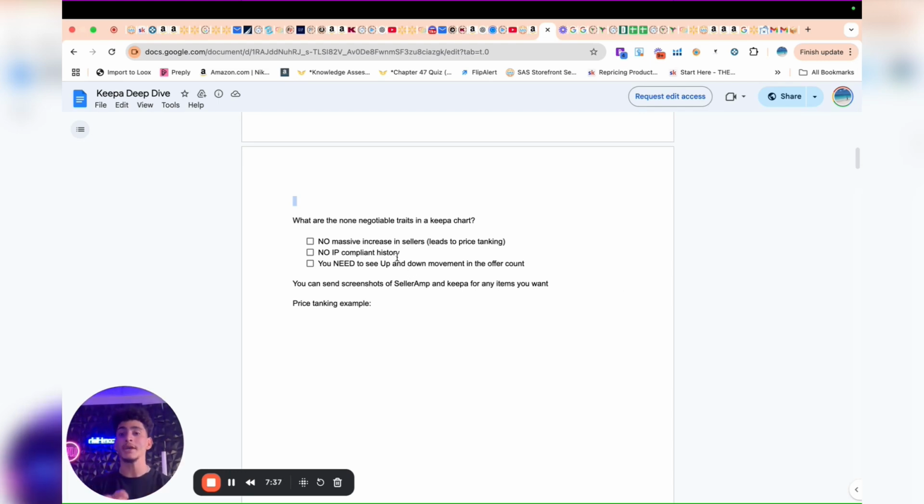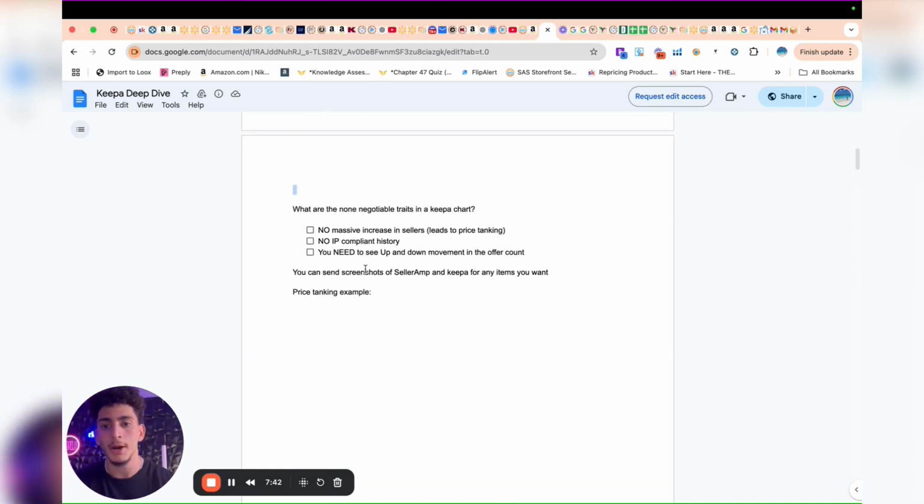Now, no IP complaint history, and by the way, I'm going to go over all these examples. I have examples down here, which I'll cover in a second. So in the offer count, this is why I said earlier the offer count pretty much tells you everything you need to know about a product. If there are any sudden drop-offs in the offer count that do not look organic, meaning it doesn't look like a fluctuational movement, it looks like a sudden drop-off, that could be a clear indication of an IP complaint. So you want to avoid those things too. You need to see up and down movement in the offer count. The more up and down movement, or AKA fluctuation, you see, the better selling of a product it is. The more velocity it has, the more demand it has.